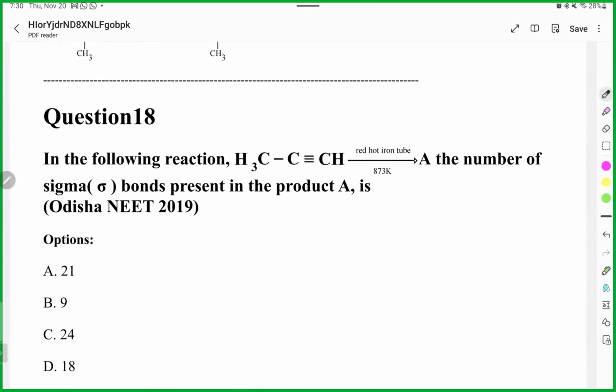Sania, this reaction. What is the product? In the following, if this reacts with a red hot iron tube, find the number of sigma bonds present in the product A. All of you solve this question and tell me the answer. This is the last question of today's session. I want to hear some answer from everyone.